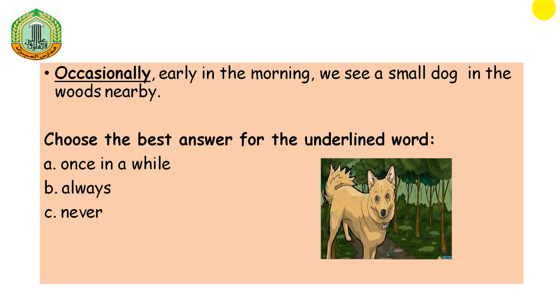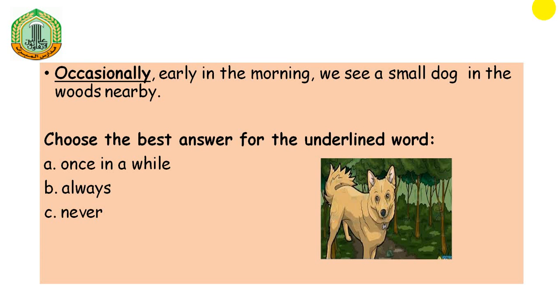Occasionally. I think you already know the meaning of occasion. Okay, so let's see here from the context clues. Occasionally, early in the morning, we see a small dog in the woods nearby. So does that mean you see small dogs in the woods nearby every early morning? Choose the best answer for the underlined word. Occasionally is once in a while, or always, or never? What do you think?